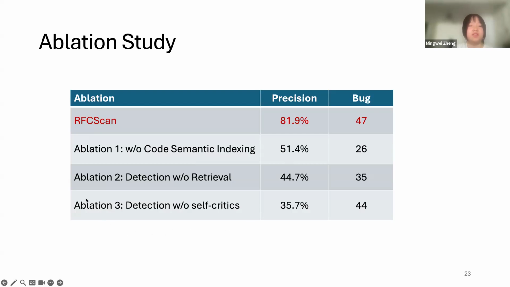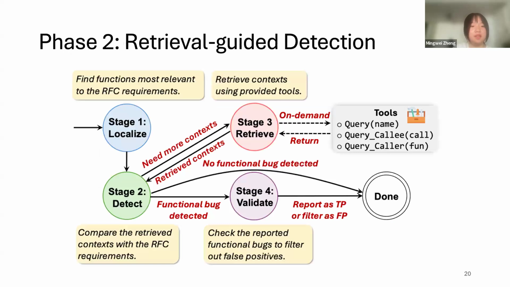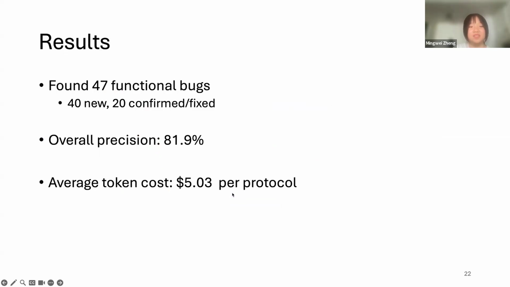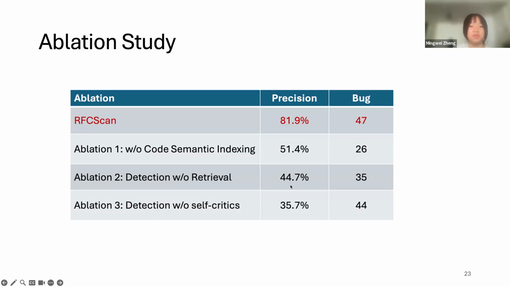For the second ablation study, we try to disable the retrieval part. If you remember, we have a stage 3, which is additional retrieval. So we would like to see what result we get if we only have stage 1, stage 2, and stage 4, which use the initial context and the self-reflection. Here it shows the precision and the bug count also decreased.